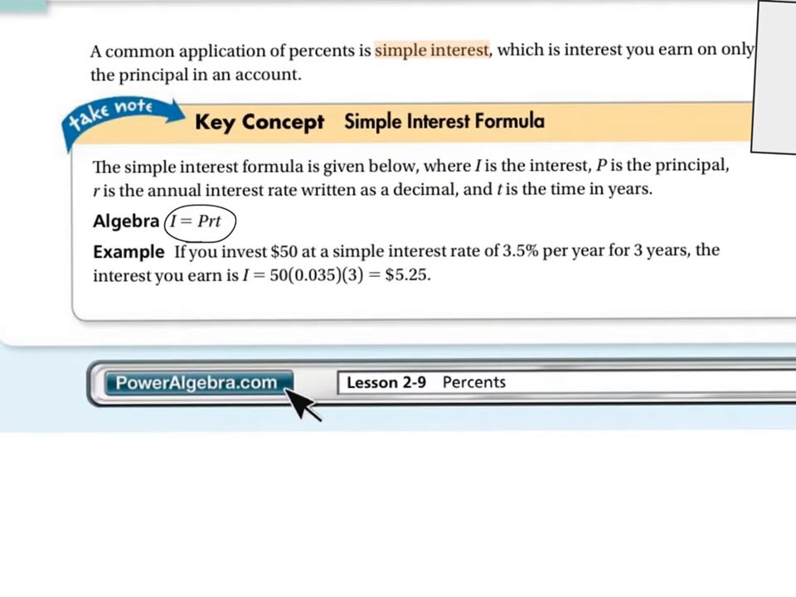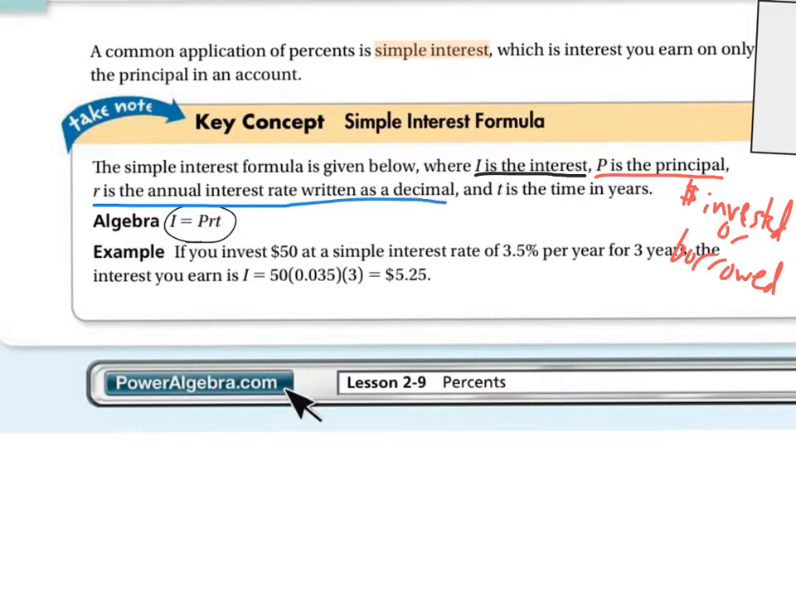In the formula, I is the interest, which is either how much money we are having to pay extra or how much money extra that we're getting. P is the principal, which is the money that's invested or borrowed. And then R is the annual interest rate as a decimal. And T is the time in years.